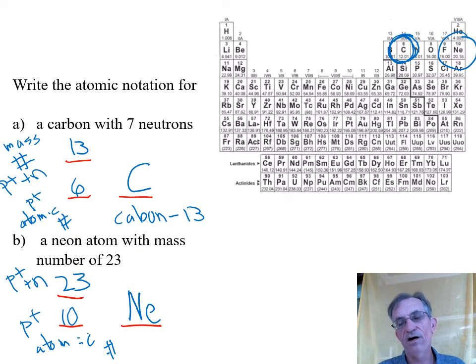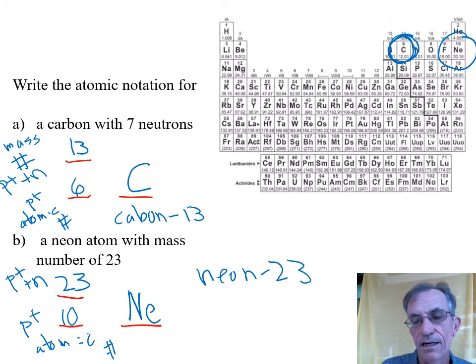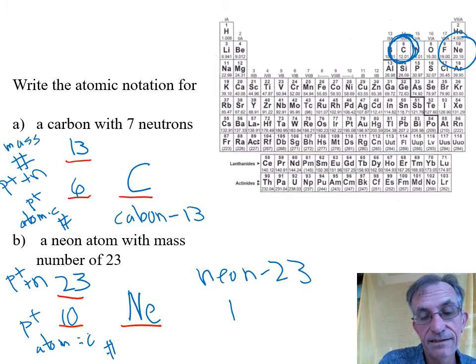All right, what else could we call this thing besides 23 10 Ne? You could call this thing the neon 23 atom. All right, so that would be another way of saying it. Or you want to get even fancier, you just write Ne-23.